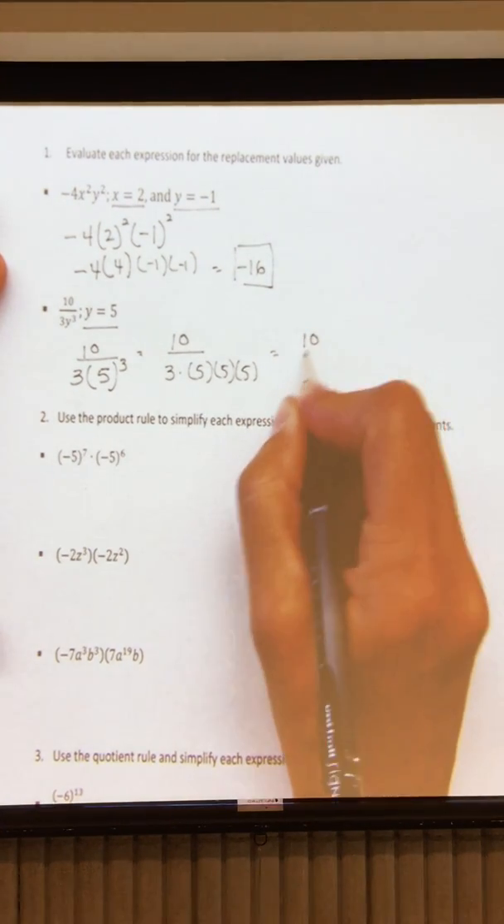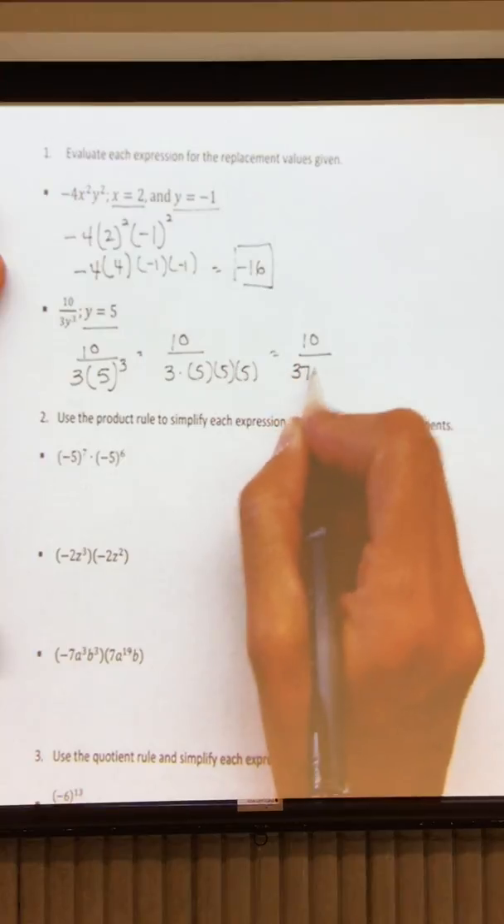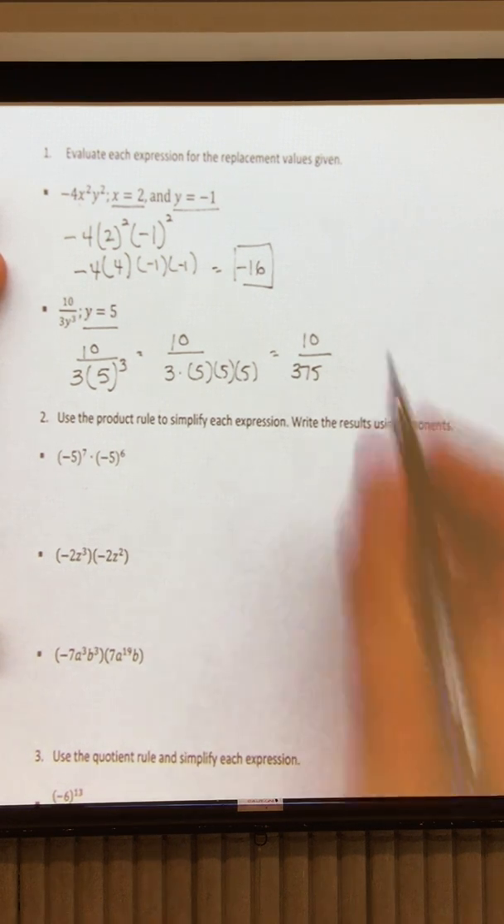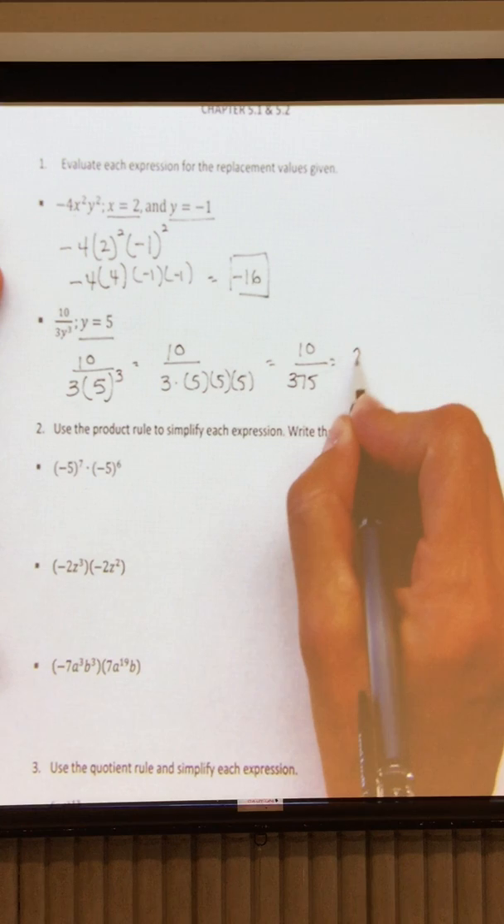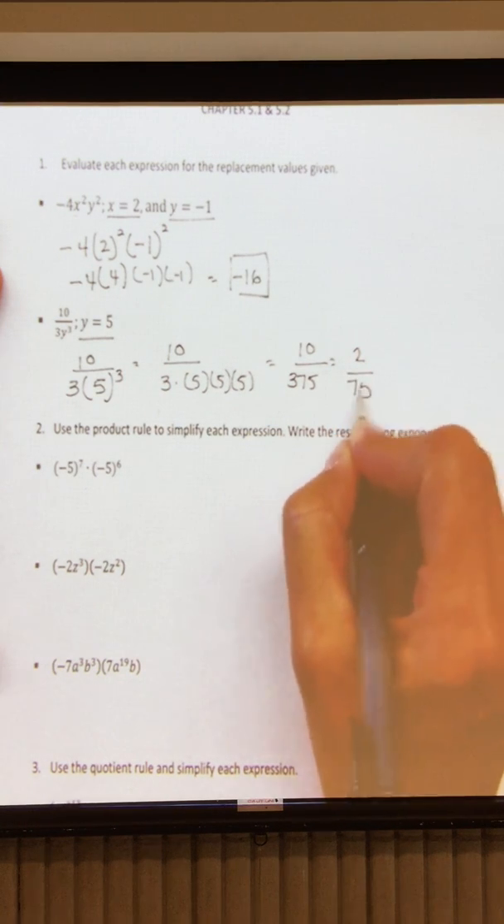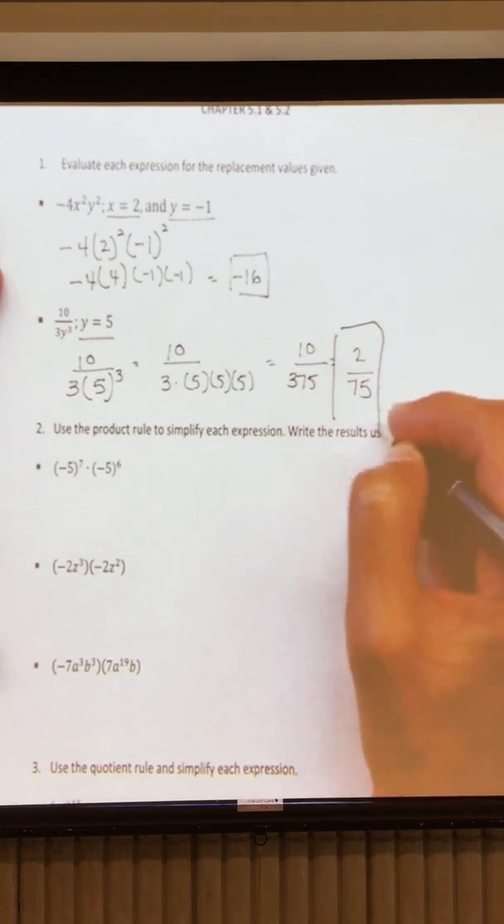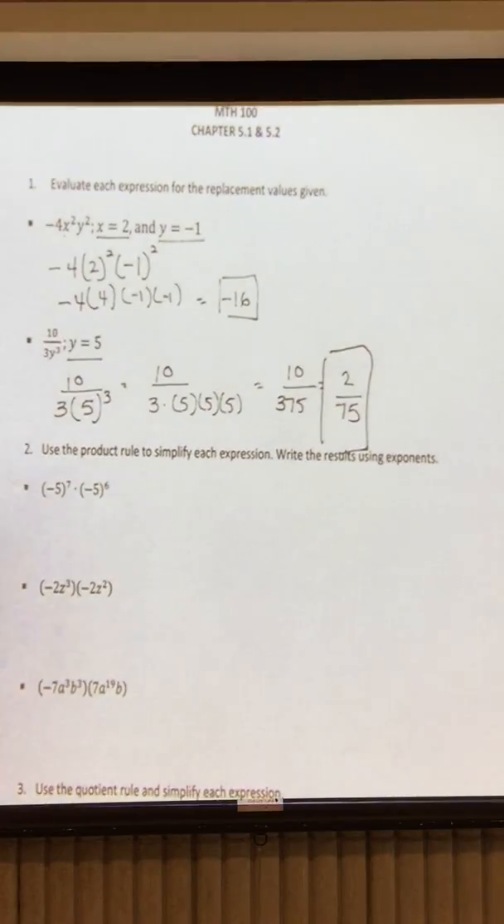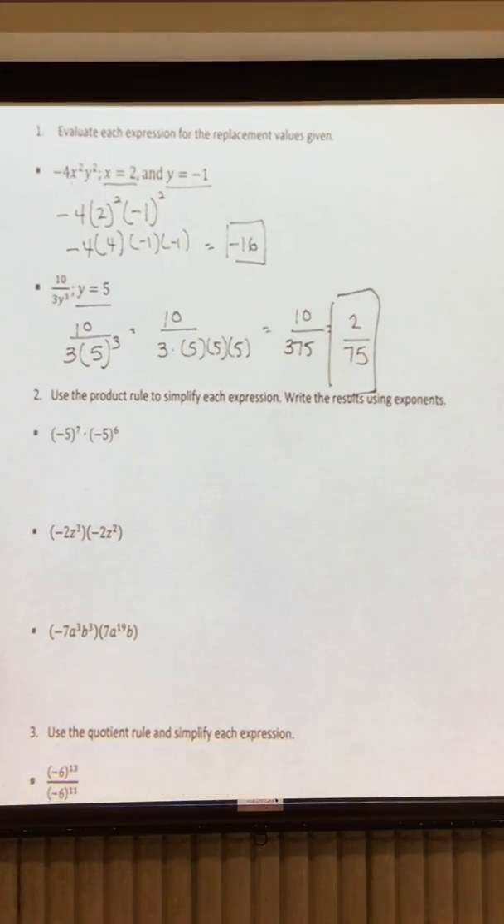So we have 10 divided by 375, and here we can simplify that. Simplifying 10 over 375 is equal to 2 over 75. And that is our answer for part 2, problem number 1.